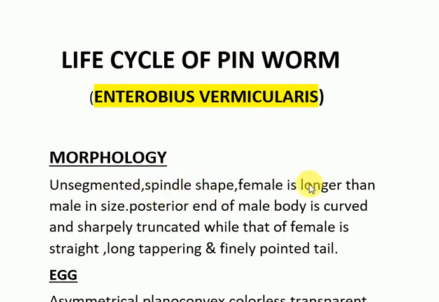Female is longer than male in size, and the posterior end of male body is curved and sharply truncated, while that of female is straight, long, tapering and finally a pointed tail. The difference between male and female worm: the posterior end of male body is curved and that of female is straight.